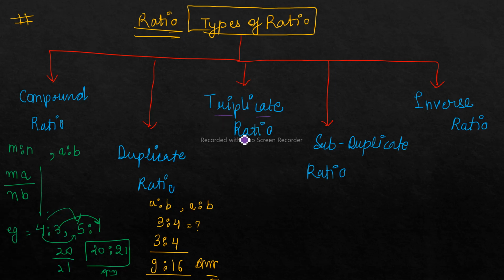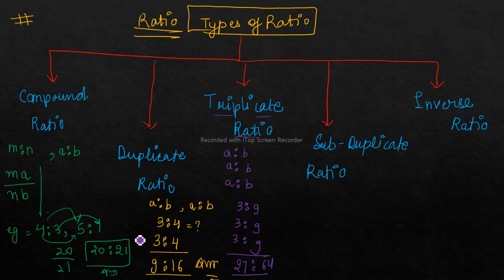If I'm asking you about what is the triplicate ratio here, it would just be a ratio b 3 times. For example, the triplicate ratio of 3 ratio 4 would be what? 3 ratio 4, 3 ratio 4 into 3 ratio 4. Basically 3 cube and 4 cube. So you'll get 27 ratio 64.